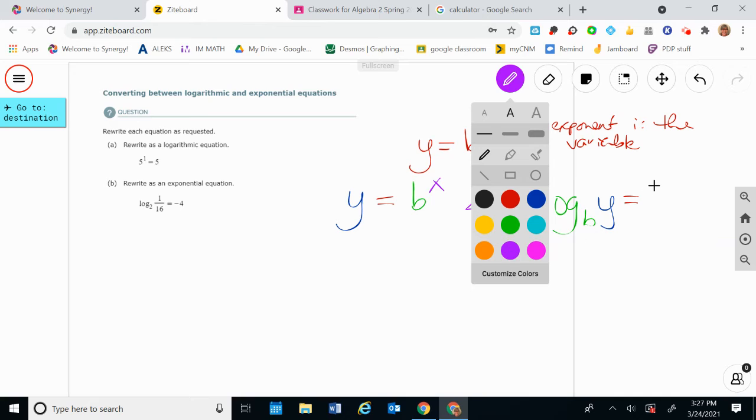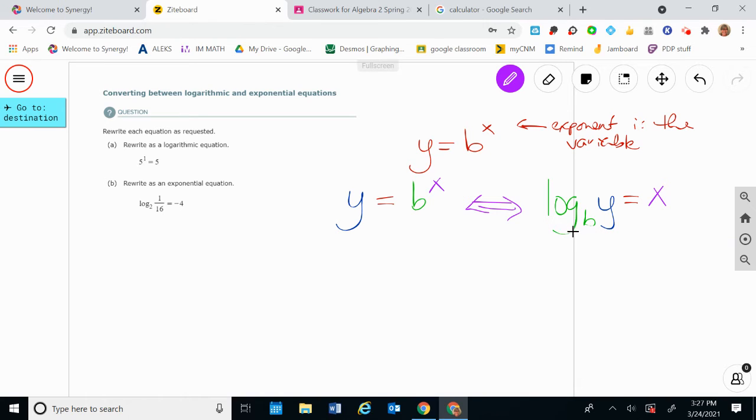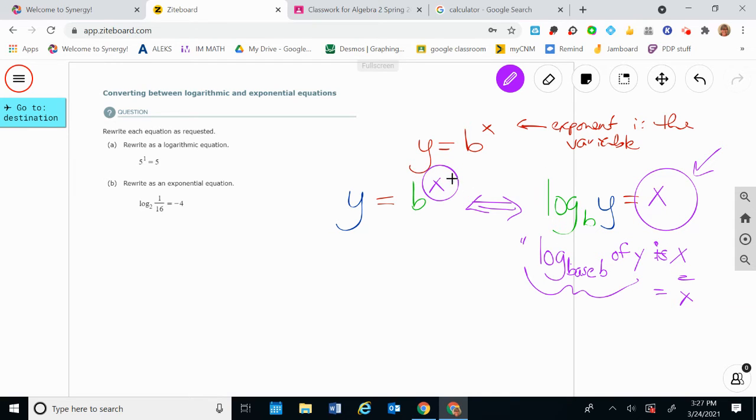Okay, here we go. In other words, do you see how the word log is on the left-hand side? And it would be log base b. This is how we read it: log base b of y is x. So in other words, the log is x. This number is the exponent, see? So a log is a way of talking about exponents.